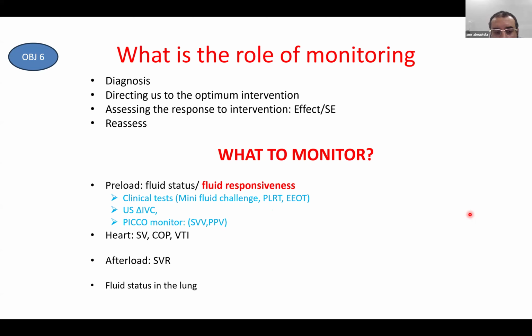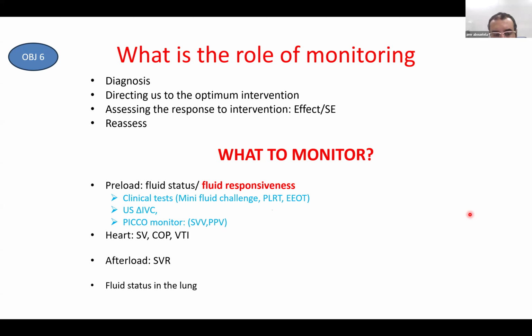We have the ultrasound respiratory variation in the inferior vena cava. We have the PICO monitor. We have very important parameters to be checked: the stroke volume variation, pulse pressure variation. All those parameters are used to check or assess if the patient is fluid responsive or no. And we will talk about these tests in details.